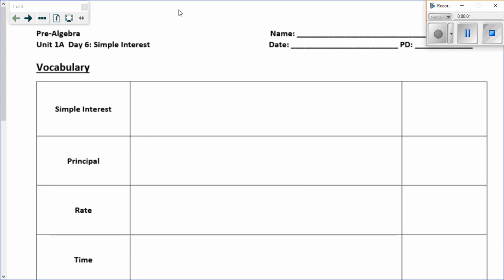Hi everyone, welcome to day 6 of Unit 1B. Today we're going to be talking about simple interest, and let's go ahead and get started.